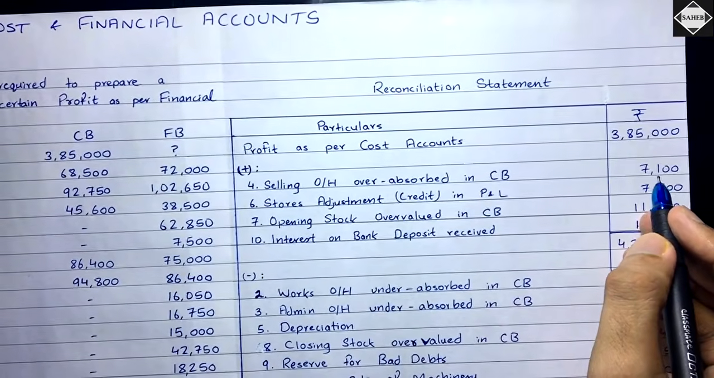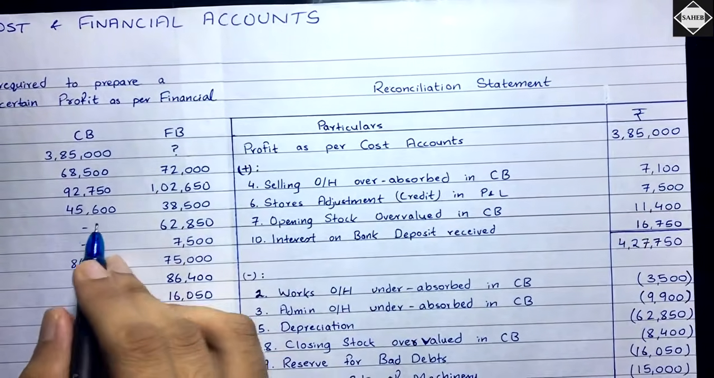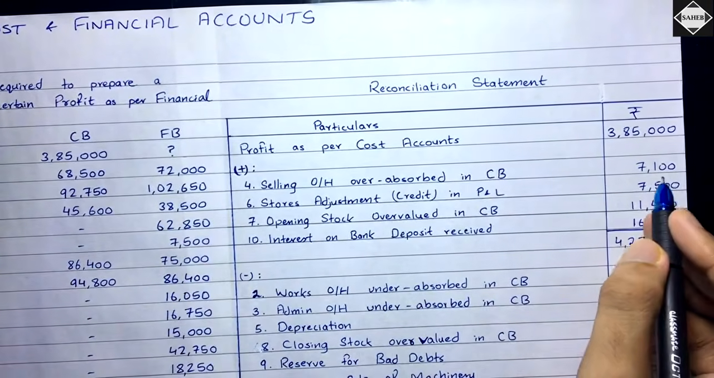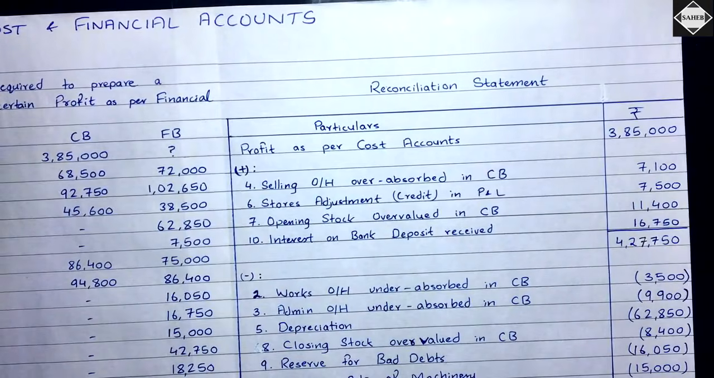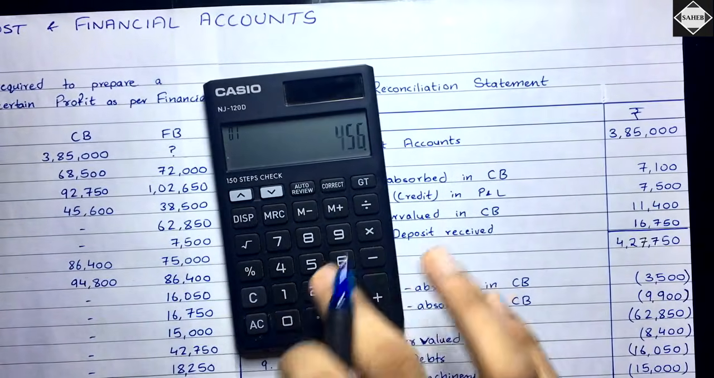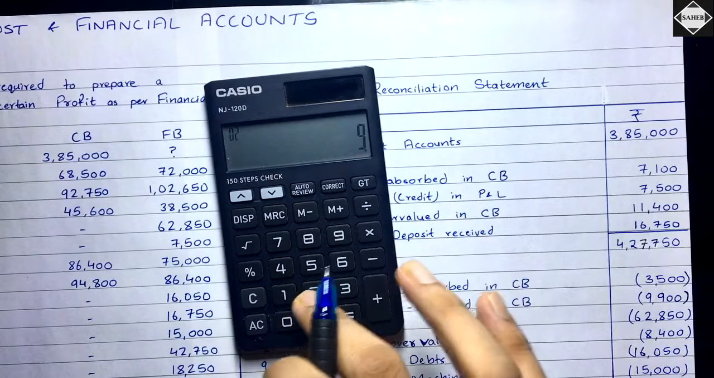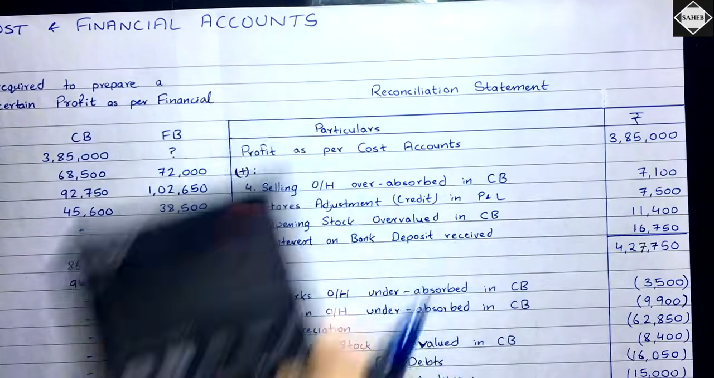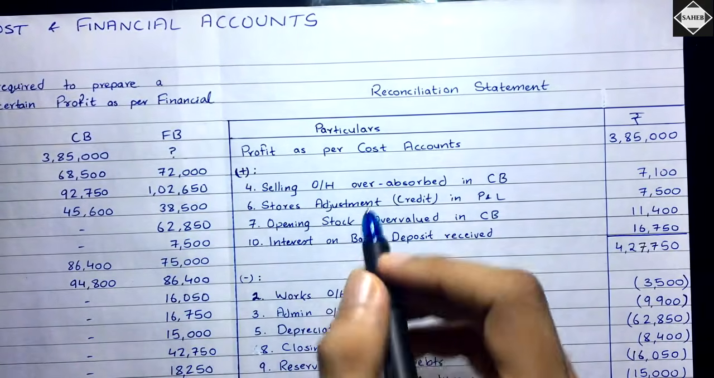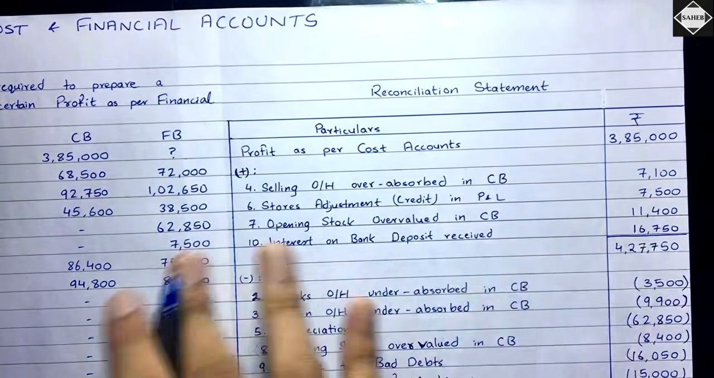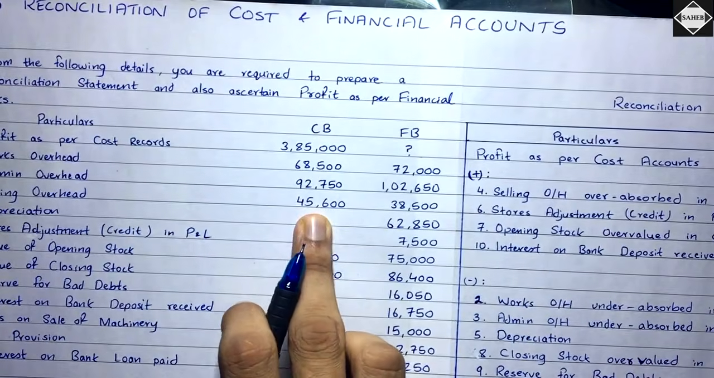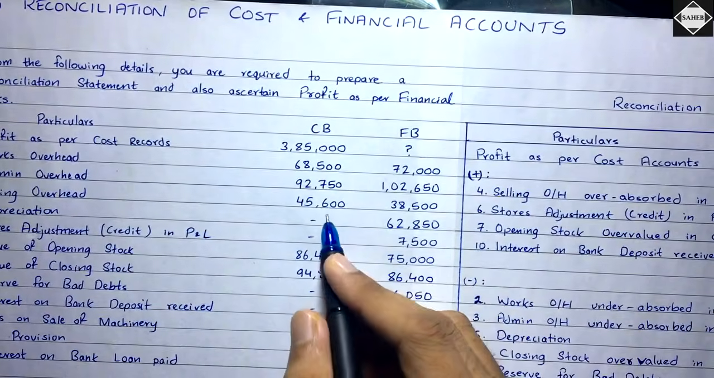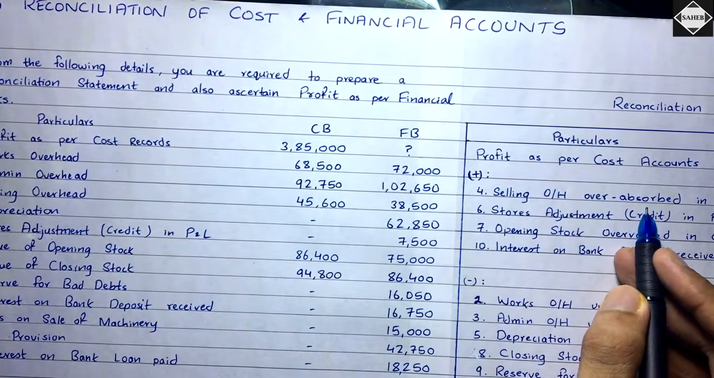How did I get that 7,100? The same way, I have taken the difference. 45,600 minus 38,500 is equal to 7,100. Let me just show you in the calculator. 45,600 minus 38,500, that is equal to 7,100. Now how did I write that as over absorbed in costing books? Simple. See here, it has been recorded more in costing books, so you can call that over absorbed in costing books. That's the English you have to write. Okay, don't worry about that.